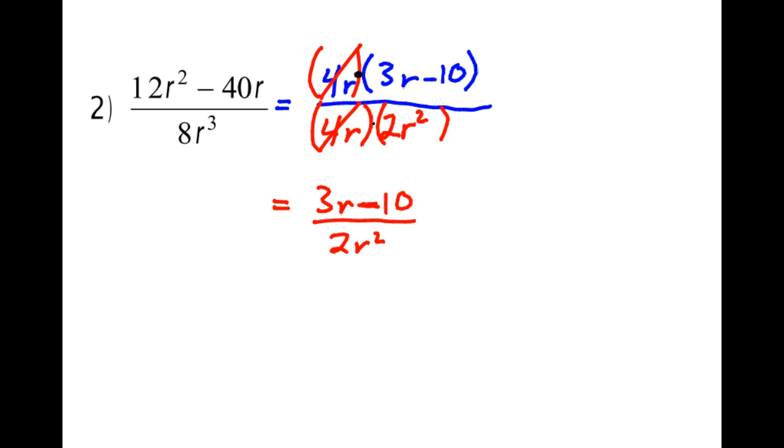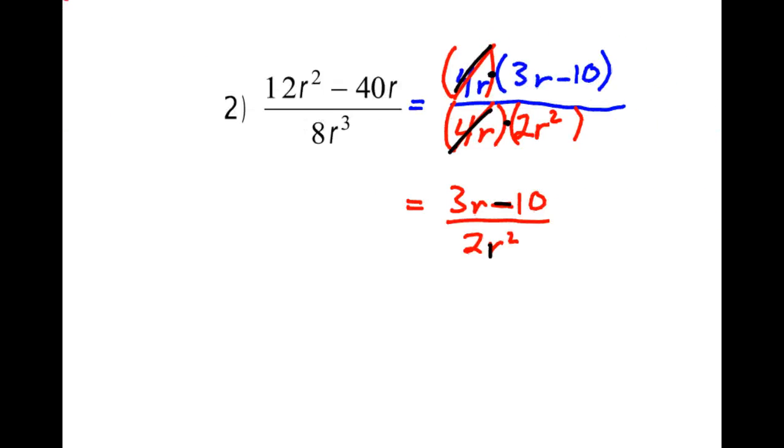This is multiplication, this is multiplication. That's why we're allowed to do this. If it's subtraction, like minus 10, you can't cancel out 10 over 2. This is 3r minus. You can't cancel out one of these r's with this r because it's all subtraction on the top. And you can't factor this anymore, which means you're done.